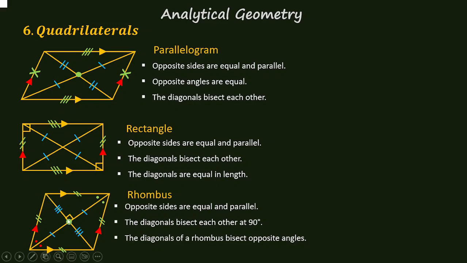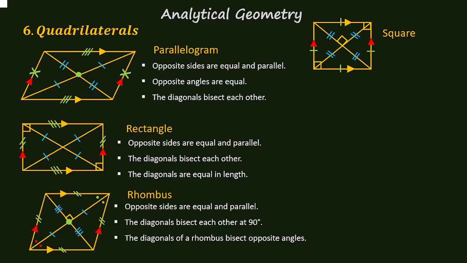Similarly, this rhombus here, this diagonal here will bisect this angle. If this angle was 130 degrees, then you would have 65 degrees, 65 degrees, 65 degrees, 65 degrees. So the diagonals of a rhombus bisect the opposite angles. So the opposite angles are bisected. This is very important to remember when you are solving a problem.